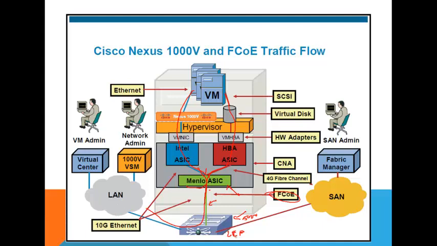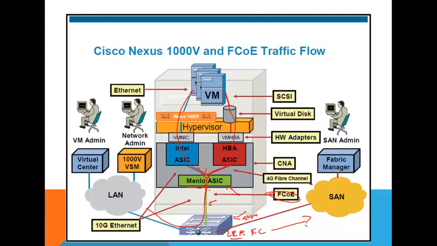It takes that FCoE and de-encapsulates it, meaning it takes out the Ethernet and just sends FC to the SAN. That's the job of LEP, logical endpoint. So that's what we see here.